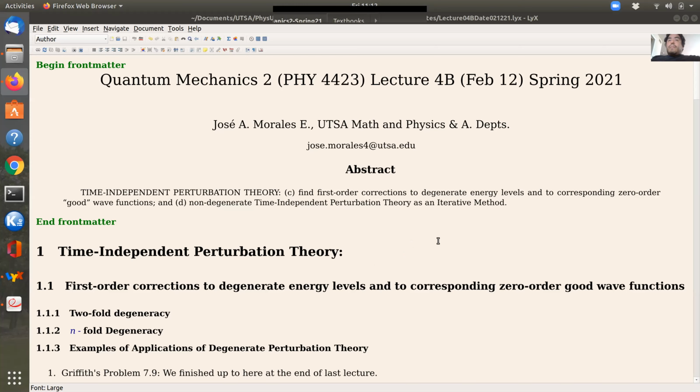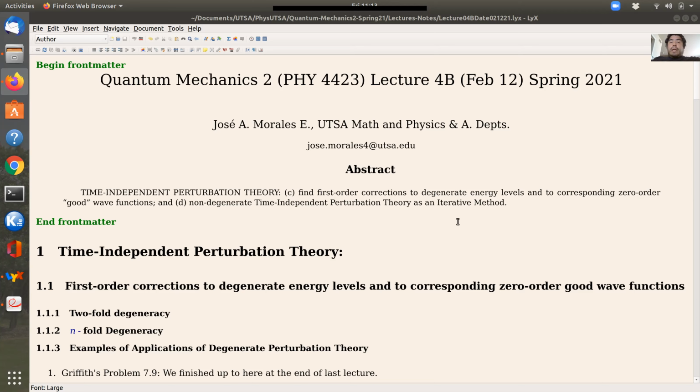All right. So, okay, we're in the second part of the lecture of this week, where again the goals are to basically study degenerate perturbation theory and then to finalize on the presentation of this time-independent perturbation theory method as being equivalent to an iteration method.